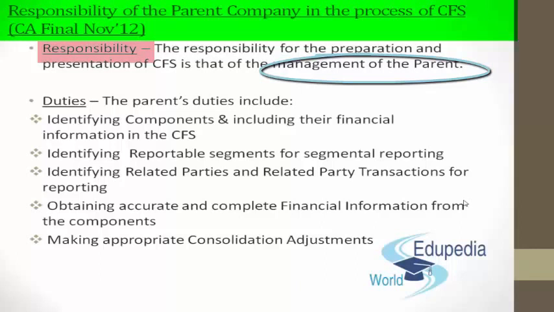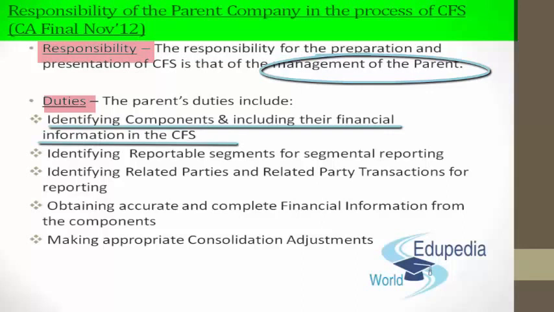The responsibility for the preparation and presentation of consolidated financial statements lies in the hands of the management of the parent. And this will include some duties. Obviously, you need to fulfill your responsibilities, so you need to have those duties. The parent's duties will include, number one, identifying the components and including their financial information in the CFS. So, if KFC India Private Limited is a branch or a subsidiary of the parent, you first need to prepare the financial statement of that India Private Limited.